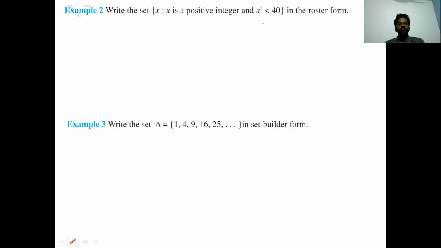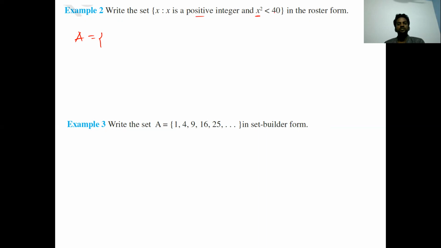Now I have to write down all the x values, where x square should be less than 40. I'll write the set A equal to... 0 is not a positive integer. You can't say 0 is positive or negative, 0 doesn't have a sign. You can't start from 0, you start from 1.